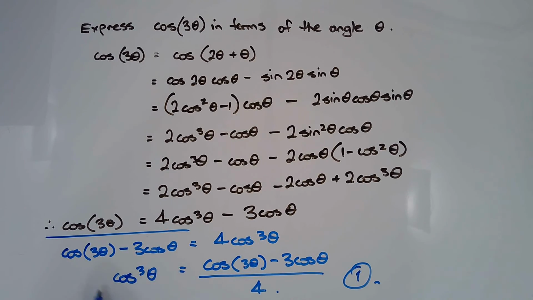And this identity here is a very, very useful one, especially in calculus. So if we have to deal with, for example, the integration of cos cubed theta, which is very difficult to do, we could in fact write cos cubed theta in terms of just cos of 3 theta or just cos of theta. So it's a great way to reduce the power of cos into something just involving a triple angle or a single angle.